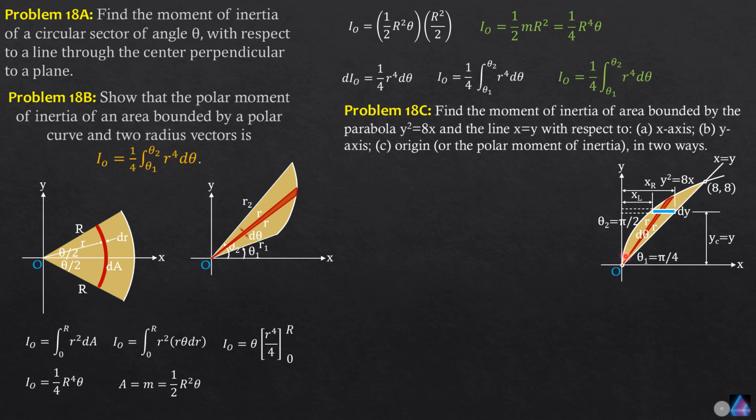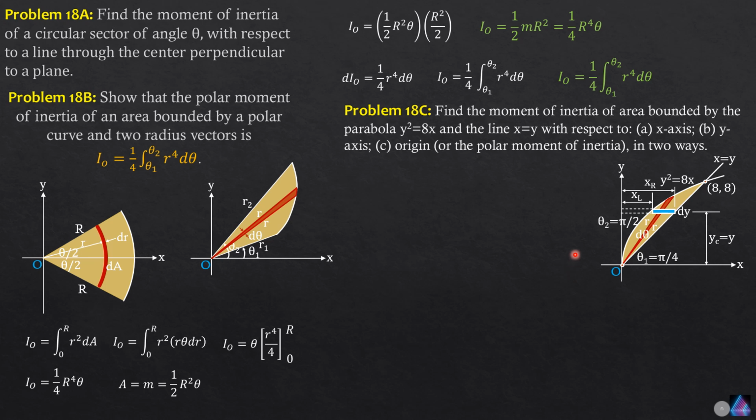Then this is the differential sector element. Then the angle is differential theta. By the way, the tangent to the parabola at the vertex is the y-axis. Therefore, the angle of the tangent to this parabola or polar curve, after transforming it to polar equation, would be pi over 2. So the limits would be theta 1 to theta 2. Theta 1 is pi over 4 and theta 2 is pi over 2 radians, or 90 degrees.